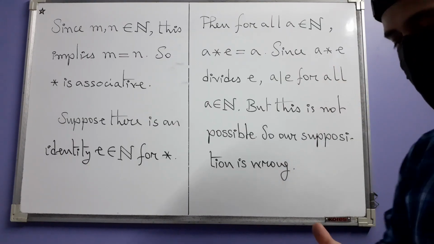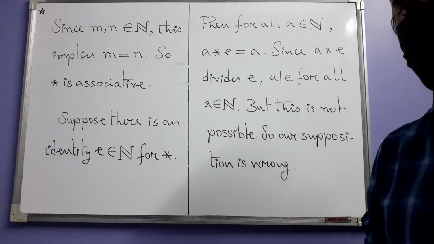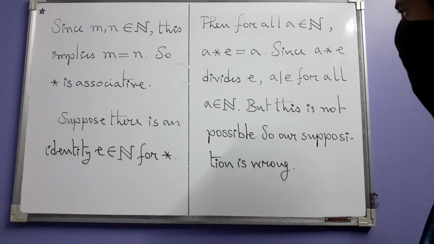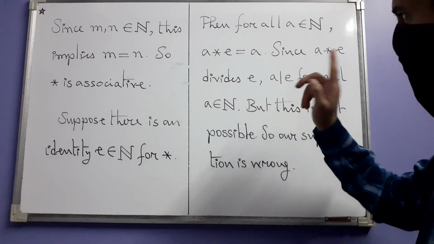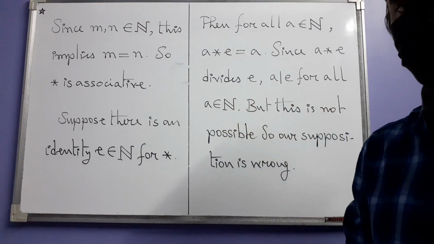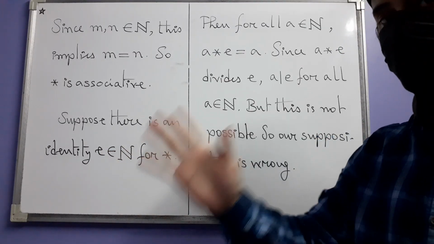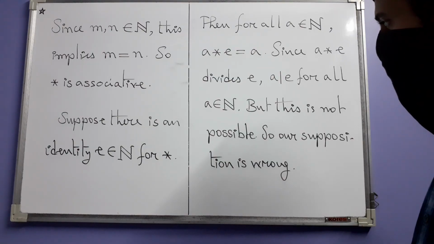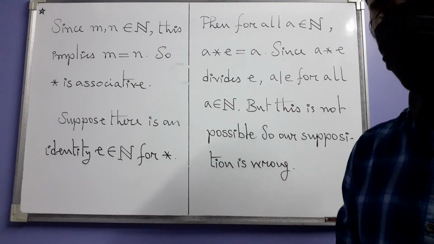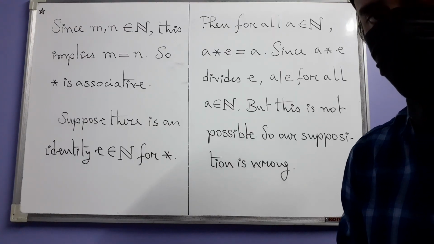However, A star E is the GCD of A and E. So in particular, it divides E because it's a common divisor of A and E. But that is A, so A divides E. But this should happen for every positive integer A. Now there exists no positive integer E which is divisible by every positive integer. And that is why this is not possible. So our supposition must be wrong, which just means that there is no such identity for this operation. And here the solution ends.